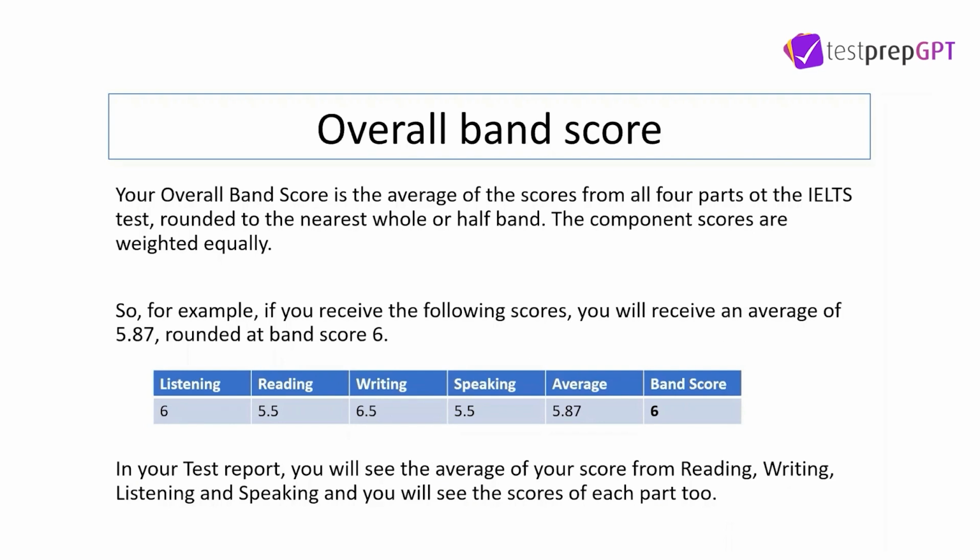So how do you calculate overall band score? Well, you're given a band score for each part of the test, and that's added together and divided by 4 for your average band score. So for example, if you receive a 6 in listening, 5.5 in reading, 6.5 in writing, 5.5 in speaking, we add all of that together, divide by 4, because there are 4 parts in the test, and you get an average of 5.87. That mark is rounded to the nearest whole or half band. So in this case, you'd be at a band score 6.